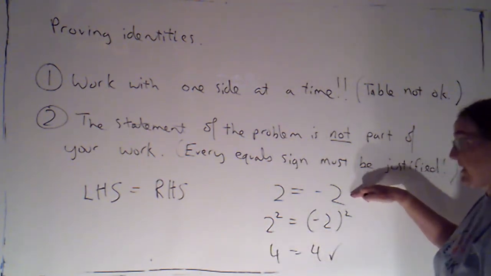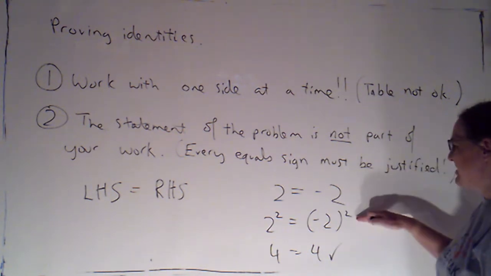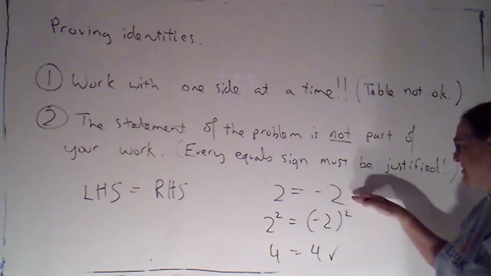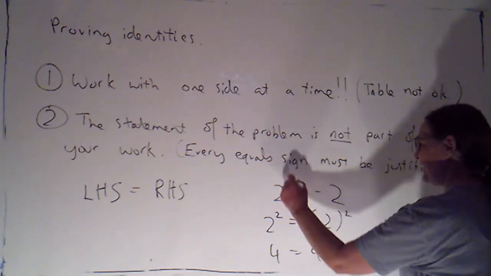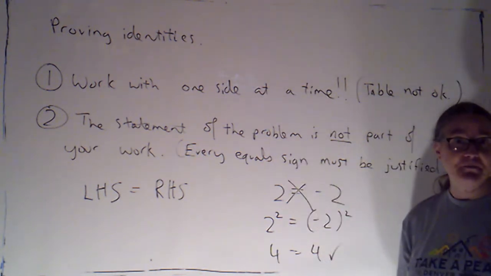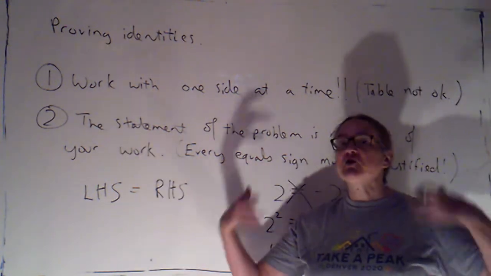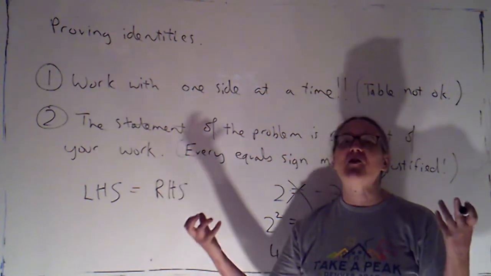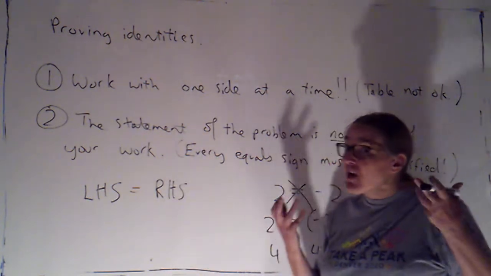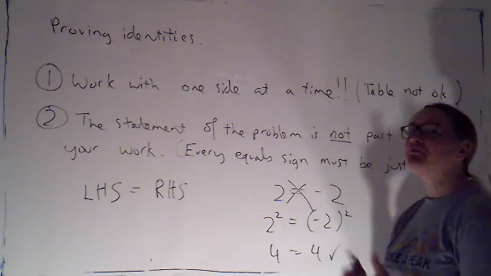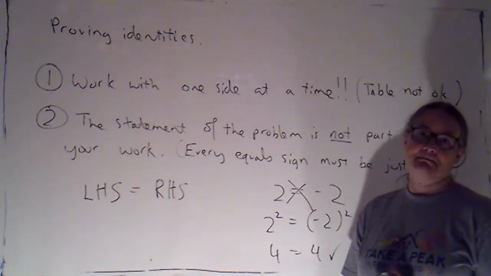I started with something that's not true. I changed both sides. I ended with something that is true. Now is that a proof that 2 equals negative 2? Absolutely not, because I started with a falsehood. Okay? But that idea that you can do the same thing to both sides supposes that both sides are equal. And if that's what you're trying to prove, you're not allowed to just assume that they're the same. You've got to simplify each side separately.